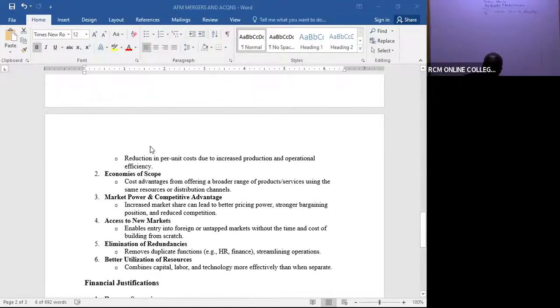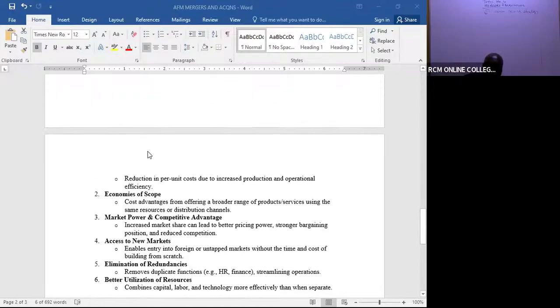Then we have economies of scope. I hope economies of scale is easy for you to understand: now you'll be a bigger company, you'll be able to attract even bigger discounts from your suppliers, and because you're producing so many units, the cost per unit will be significantly reduced. Then we have economies of scope, because your scope is going to increase, perhaps producing more products. Cost advantages from offering a broader range of products or services using the same resources or distribution channels. The scope is bigger.